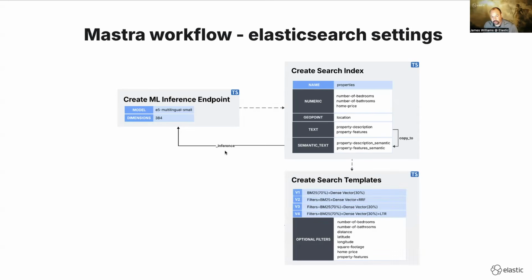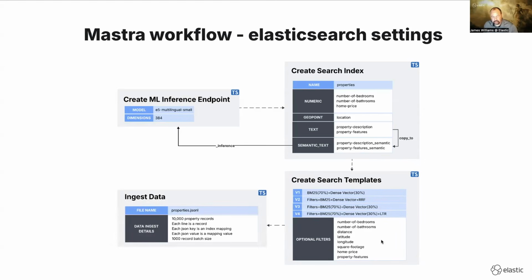We deploy our search templates that are mustache files labeled V1, V2, V3, V4. V4 is the new LTR model that we're testing. The V3 model is the tried and true 70% full text search, 30% vector search weighting with filters. And we also have our data ingestion that happens with a sample JSON-L file that's 10,000 property records, loading data in a batch size of 1,000.